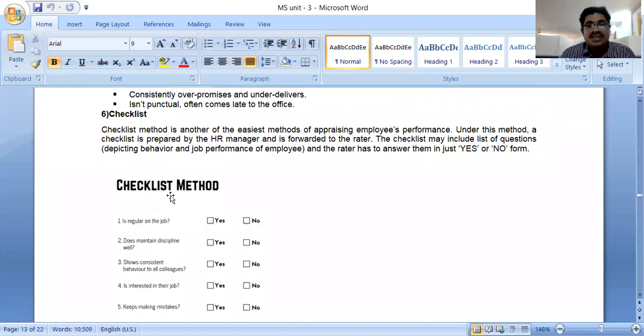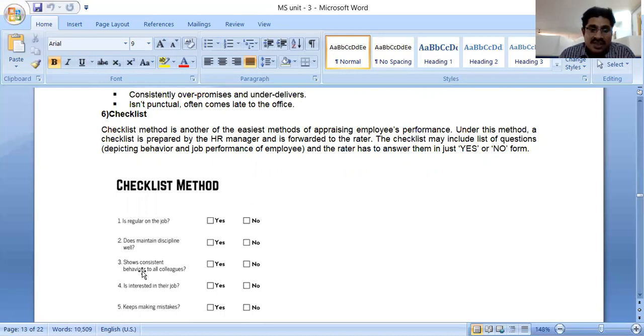Next, coming to the checklist method. Here the hierarchy will do some activities to check the performance of the employees based upon the checklist. In the checklist method, we have yes or no type questions. If the employee is regular to the job, if yes, just put the tick to yes. If no, just put the tick to no. Another question: does the employee maintain discipline well in the company? If yes, tick here. If no, tick here.